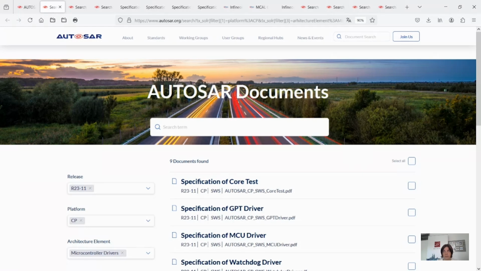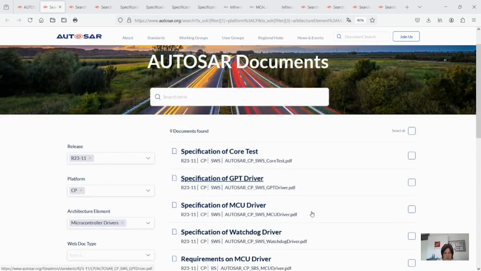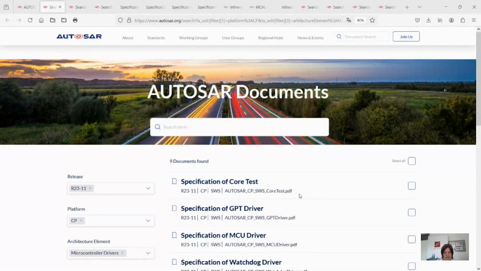And what's part of the microcontroller drivers? You see here the different specifications. The first part is the specification of a core test, meaning that really the hardware is tested. And I will just go through on a general level right now. The GPT driver is the general purpose timer. It's used for on-chip timers. It's the configuration of the timer channels, start and stop of timers. It supports one-shot and continuous operation mode, and lots of other things.